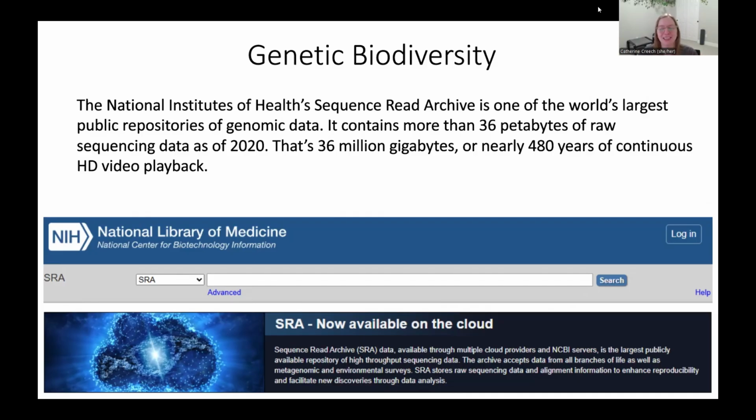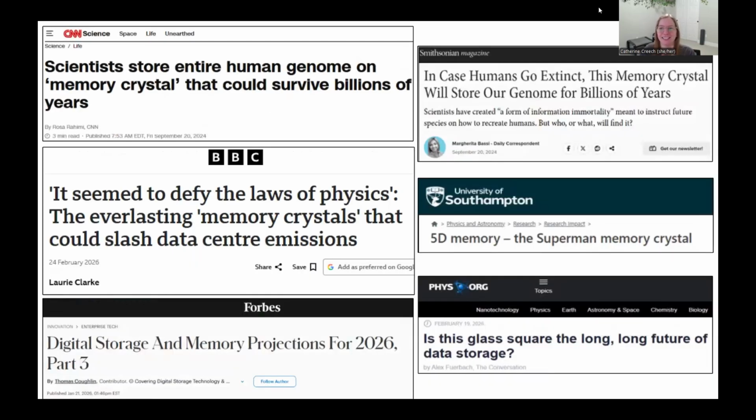And then the new cutting edge science of this, I've got a bunch of headlines from recent news reports for you. Memory crystals. So a memory crystal is a tiny glass square, and they write code on it. And now you have a physical storage unit for a massive amount of data so that you don't have to store it in servers or in the cloud. Because we may not use it for years and years and years.